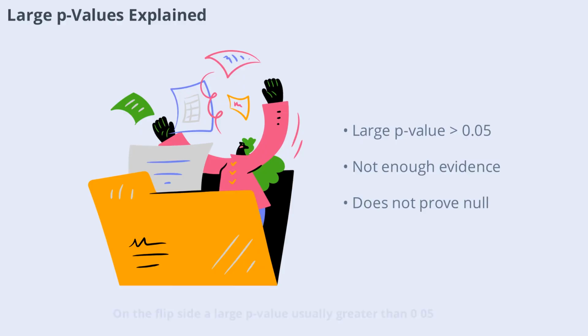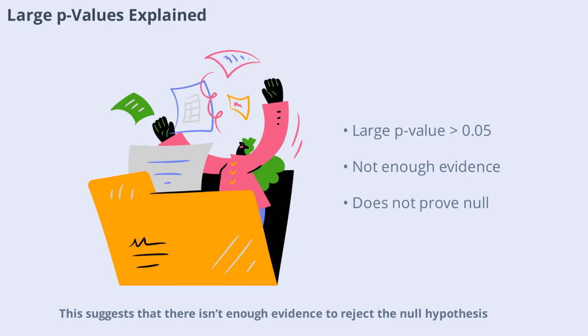The flip side, a large p-value, usually greater than 0.05, means that the observed data are quite likely under the null hypothesis. It suggests that there isn't enough evidence to reject the null hypothesis. It's important to note that a large p-value doesn't prove the null hypothesis is true. It simply means we don't have strong evidence against it. This distinction is crucial for proper interpretation and avoids common misunderstandings in statistical analysis.